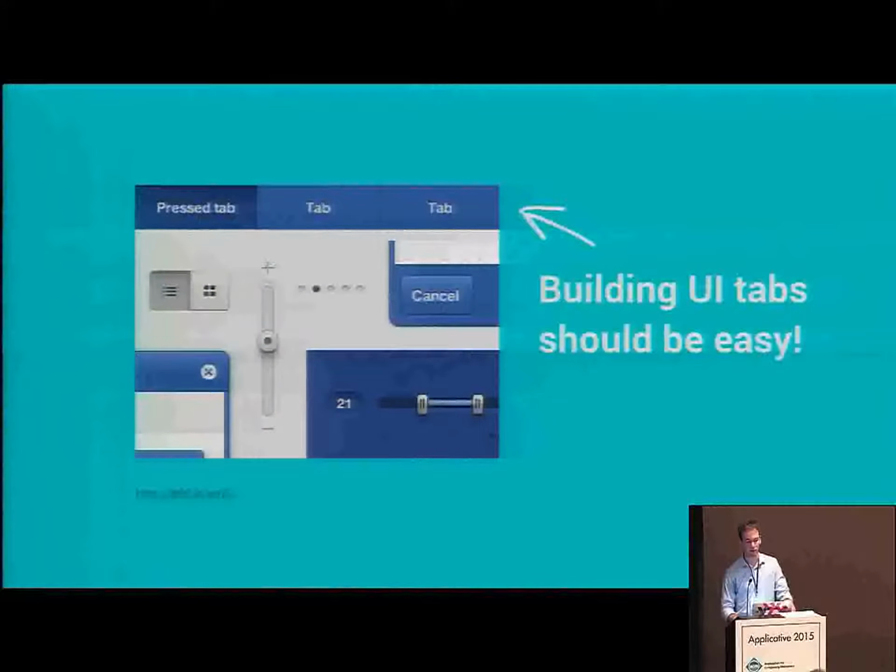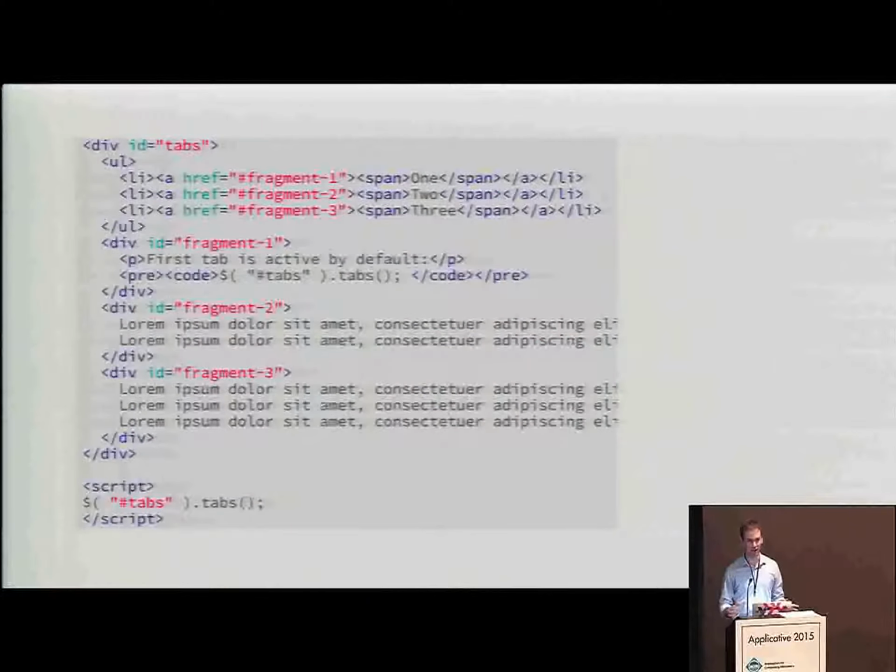So I'll give an example. One very common UI paradigm nowadays is tabs. It's very simple. It's across all kinds of different applications. You might need some tabs. Building UI tabs should be easy. It's so common, it should be easy. But it's not. We have a million different ways to build UI tabs on the web today.